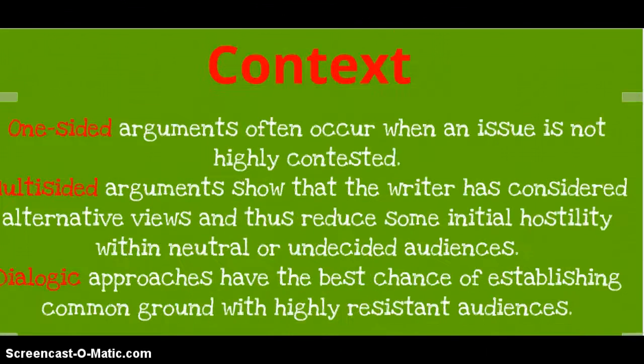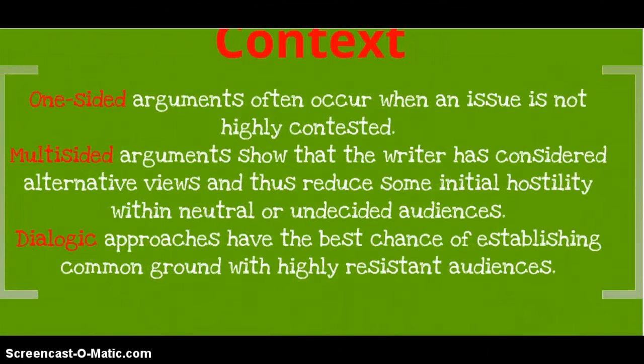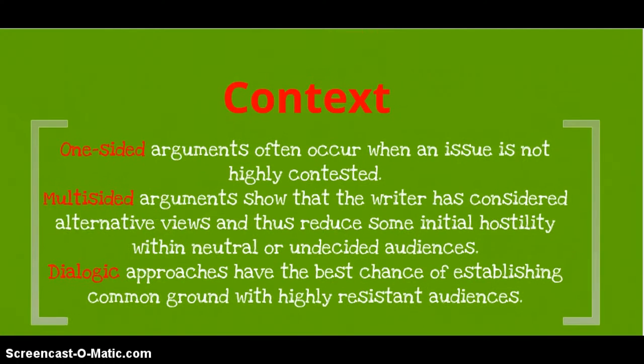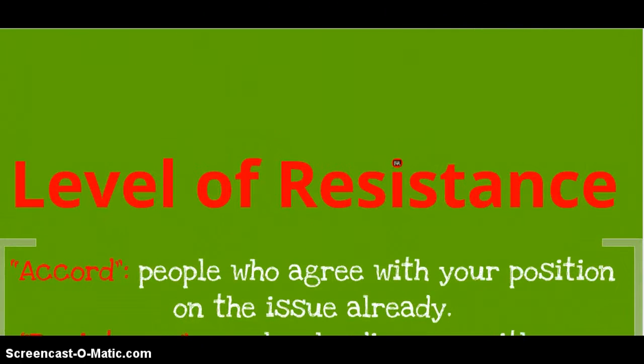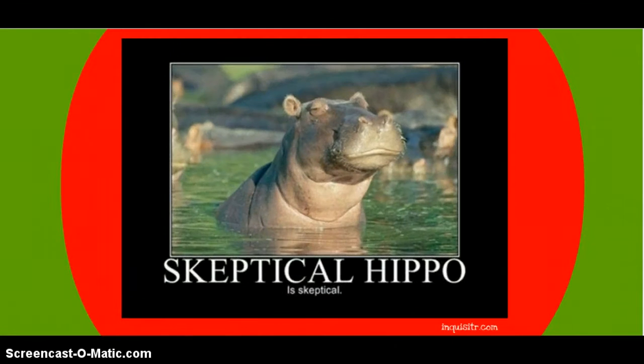Always consider the appropriate context for each type of argument. One-sided arguments often occur when an issue is not highly contested. Multi-sided arguments show that the writer has considered alternative views and thus reduce some initial hostility with neutral or undecided audiences. Finally, dialogic approaches have the best chance of establishing common ground with highly resistant audiences. Therefore, writers must identify the audience's level of resistance and the causes for that resistance.